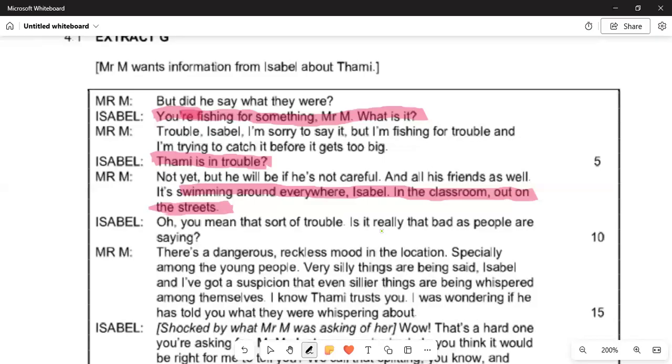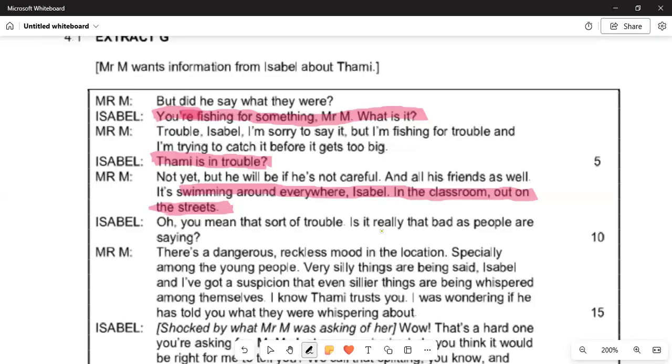Mr. M says, there is a dangerous, reckless mood in the location, especially amongst the young people. Very silly things are being said. Isabel, I've got a suspicion that even sillier things are being whispered amongst themselves. I know Tammy trusts you. I was wondering if he has told you what they were whispering about.